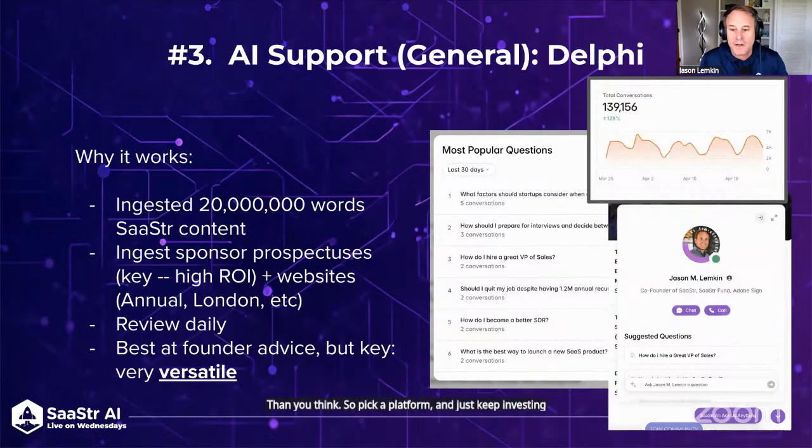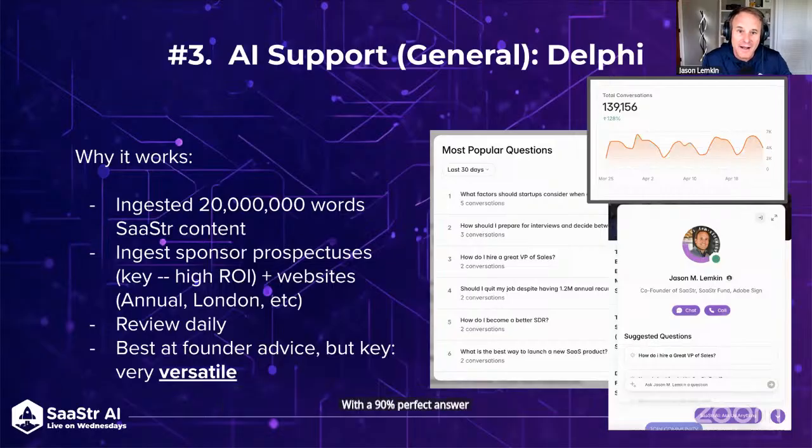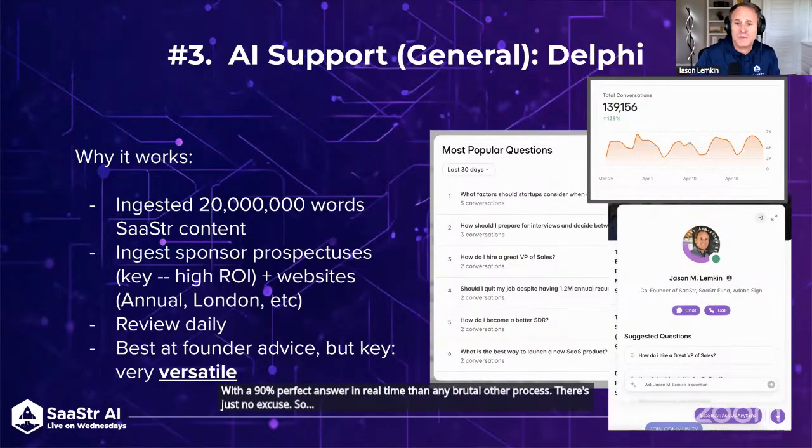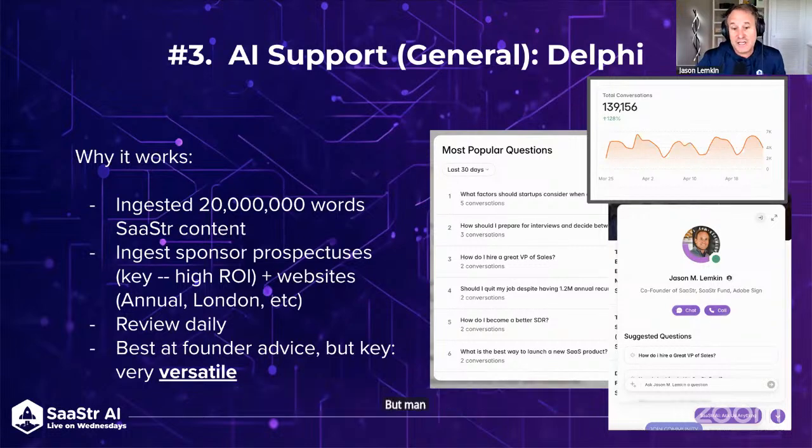It's so much better to get back to someone with a 90% perfect answer in real time than any other process. There's just no excuse. So my point is, listen, we started with one and now we have 20, right? And 11 core ones. So this general platform was not enough. But man, just having a versatile platform versus nothing is so much better. It's just so much better, right?